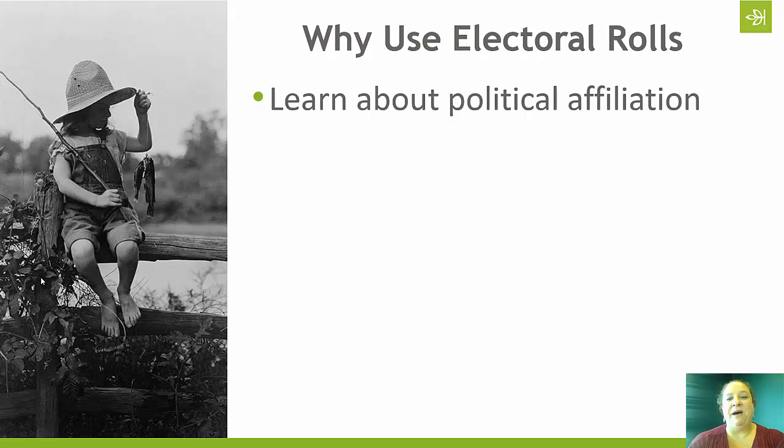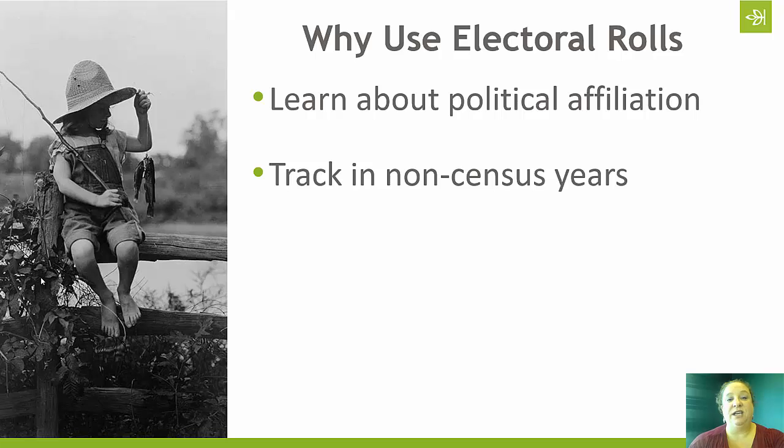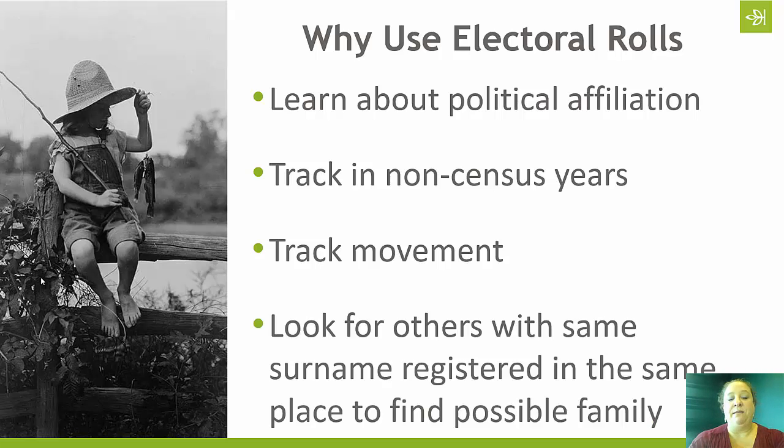Let me just wrap up by reiterating some of these reasons why we can use electoral rolls. It helps us learn about the political affiliation or the ways in which our ancestors voted. It helps us to track them in those non-census years. It helps us to track their movement. When did they move into that county? When did they register to vote in that location? Where had they been before that maybe?